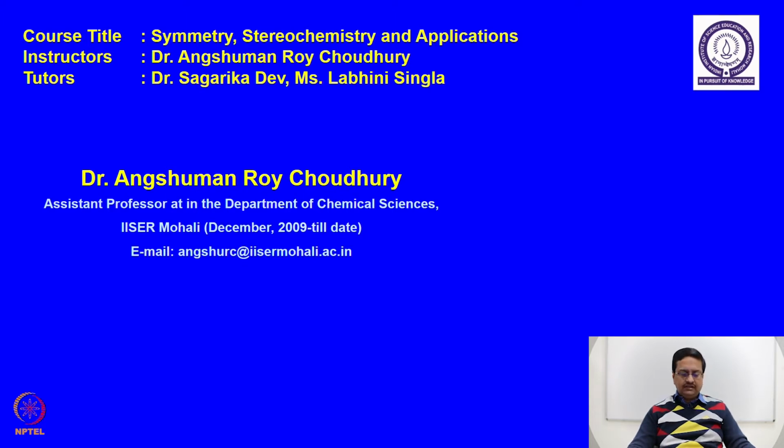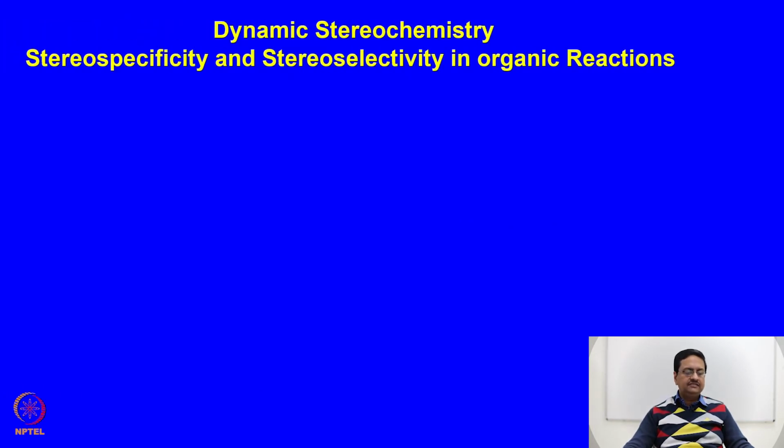So, in this week, we are going to highlight the stereochemical importance of chemical reactions and how the stereochemistry of a reaction can be predicted based on the nature of the substrate and the nature of the reagent, solvent, etc. This portion of stereochemistry is technically termed dynamic stereochemistry, where we will try to understand the differences and the meaning of stereospecificity and stereoselectivity in organic reactions.